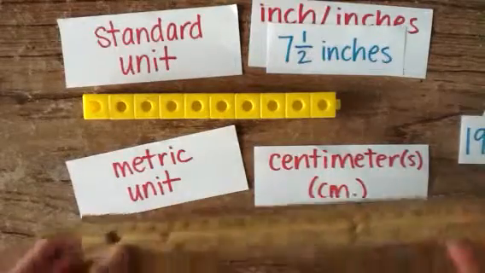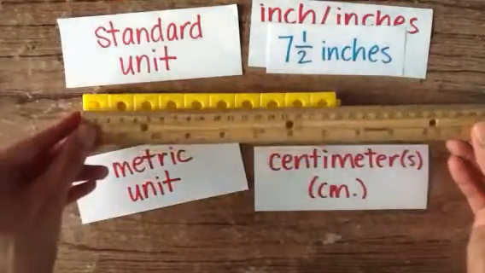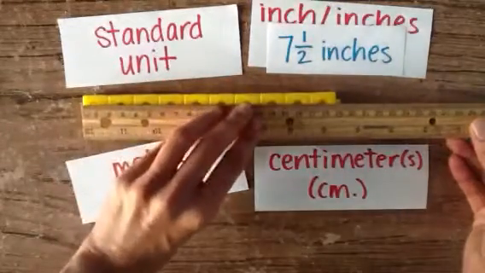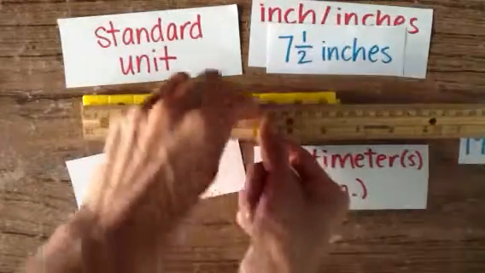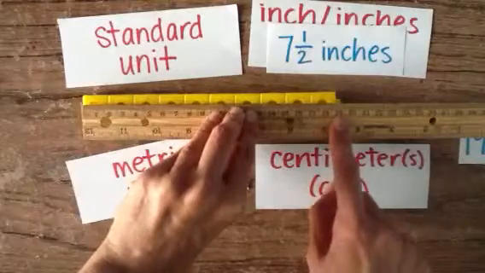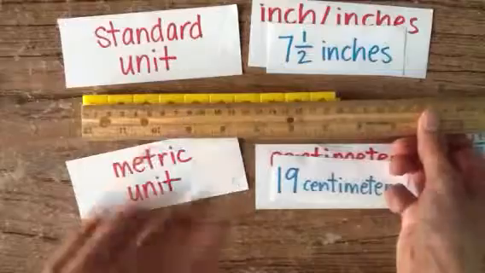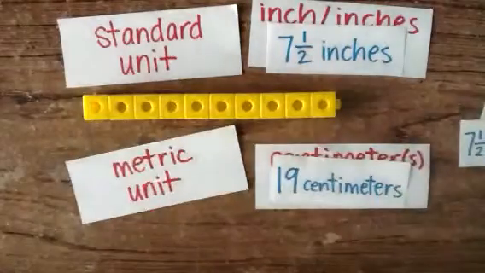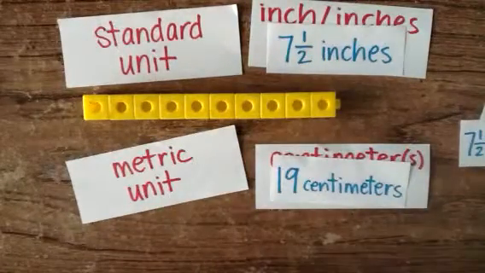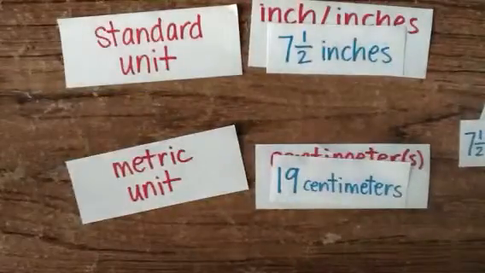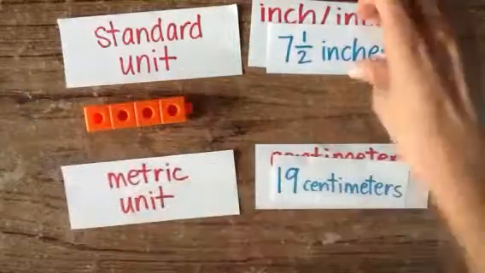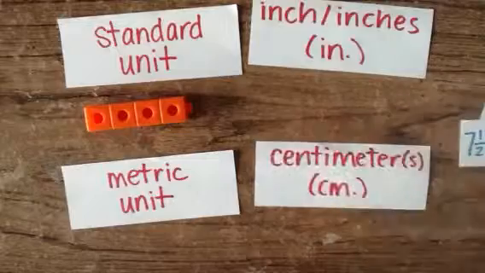Now, when we look at our centimeter side, let's measure using that. Can you see how much that is? That measures 19 centimeters. 19 centimeters for the yellow blocks. All right, we have more blocks to measure. Oh, that one's a little bit shorter. Let's measure the orange set of blocks.